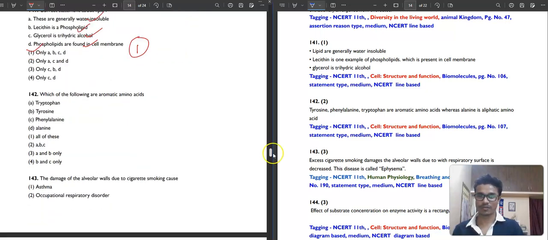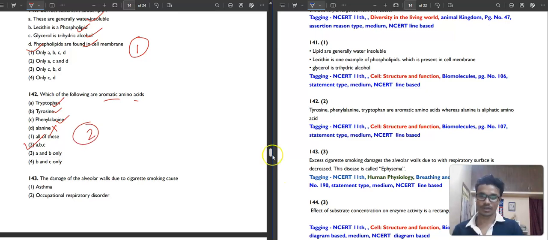Then question number 142. Which of the following is an aromatic amino acid? Tryptophan, tyrosine, phenylalanine, alanine, or all of these. So here we have to see that tryptophan is an aromatic amino acid, tyrosine is also aromatic, phenylalanine is also aromatic, but alanine is not an aromatic amino acid. So the second option is your correct answer.